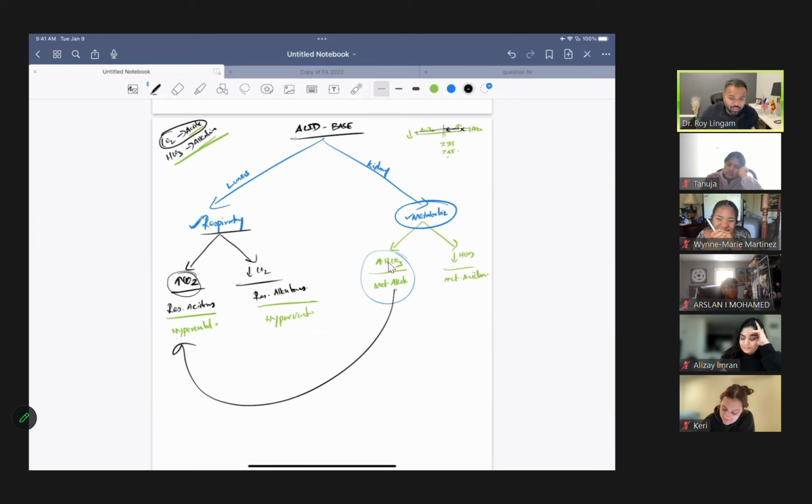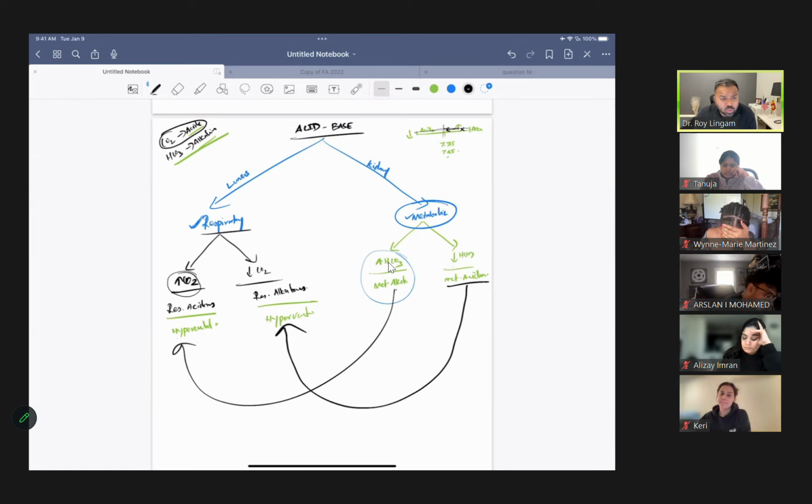So now that's metabolic alkalosis. For metabolic acidosis, the compensation is hyperventilation, because the lungs will breathe faster to get rid of it so it can go back, okay? So that's how we compensate. Is everybody clear, folks?